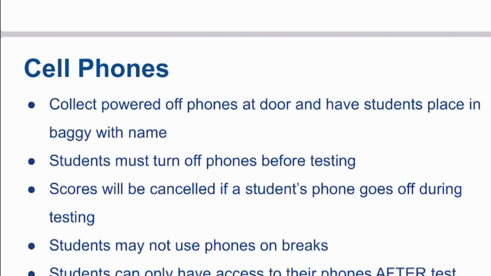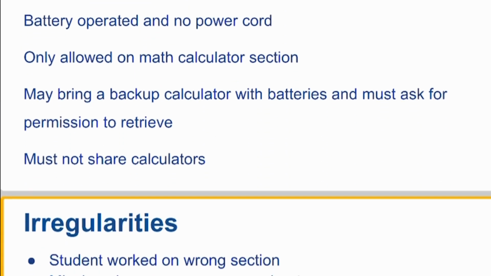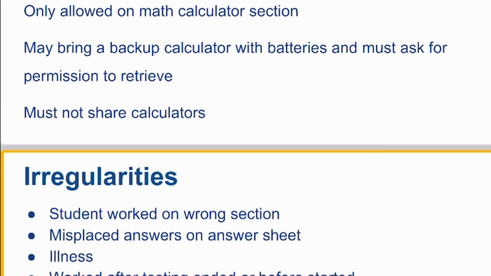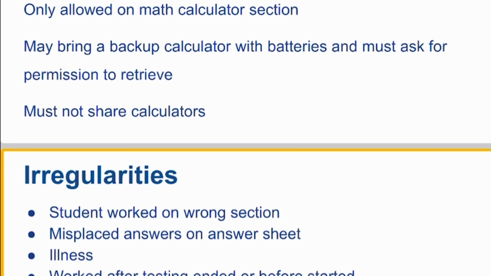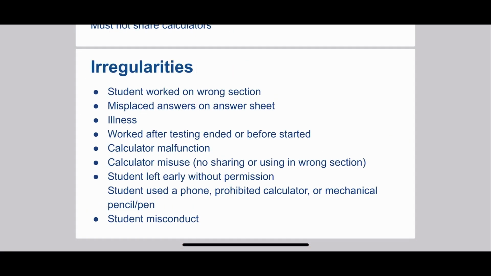As far as phones go, once a student enters your room, you're going to collect their phone and make sure it's completely powered off. They're going to put it in a Ziploc baggie with a sticky note that has their name on it. They're not allowed to have their phones until the end of testing, after all materials are collected and the whole class is dismissed to leave.